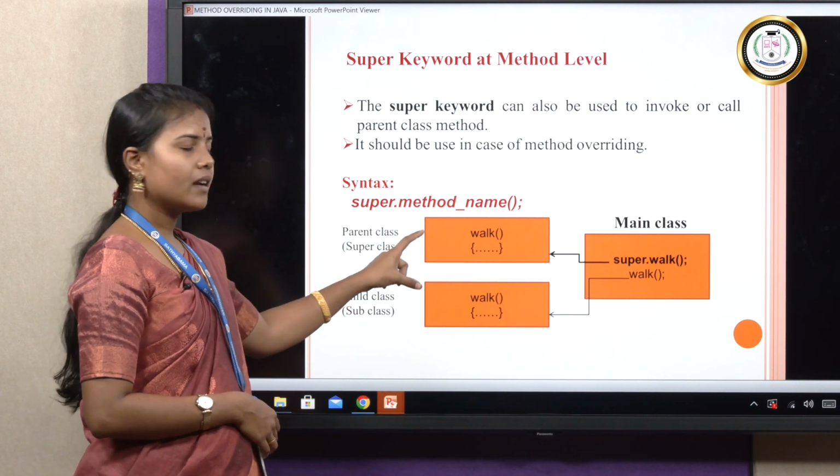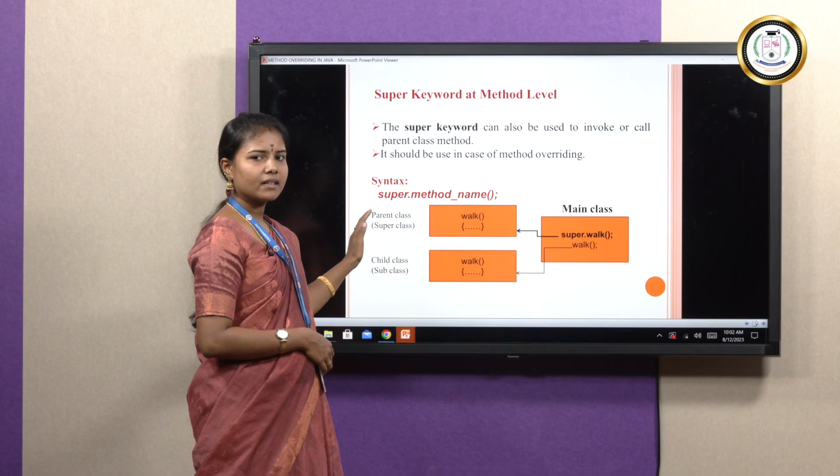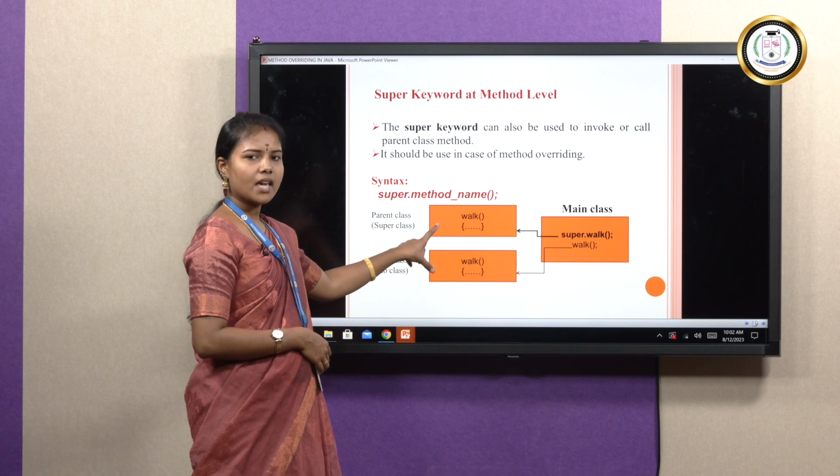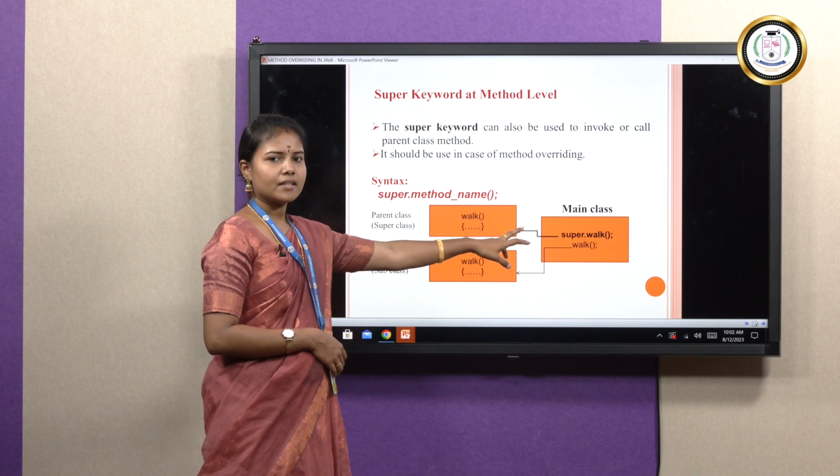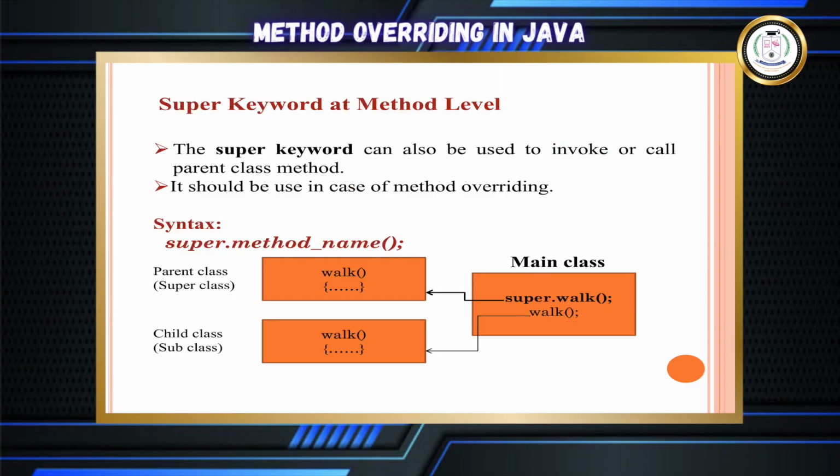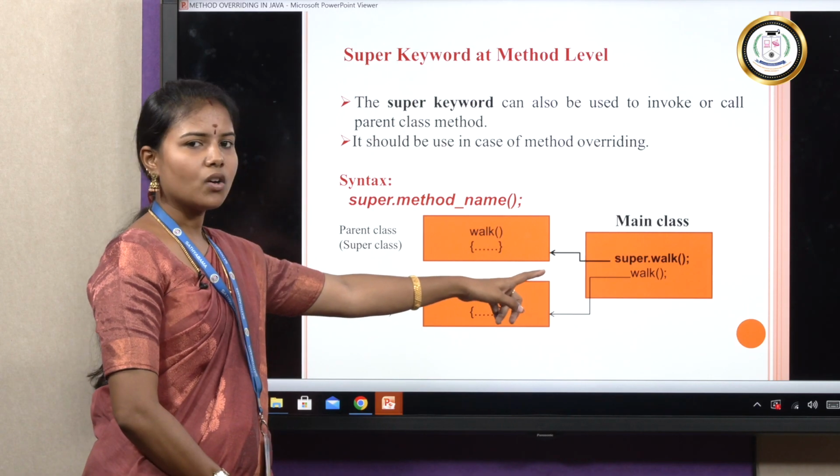Okay, so here there are two classes, parent class and child class, with the same method, and also the main class. In the main class we have to create an object to access the parent class method and then the child class method. So here, super.walk().